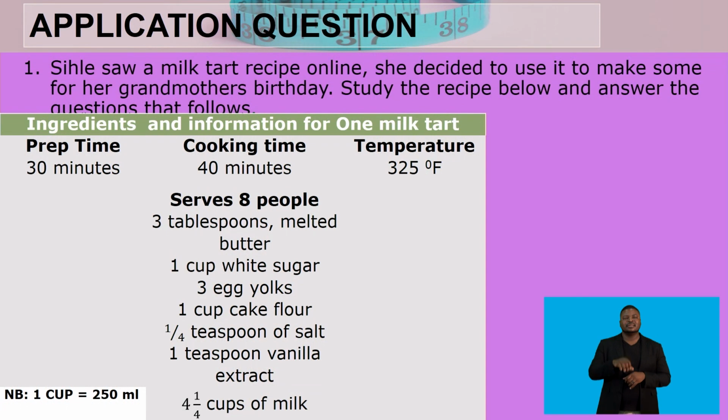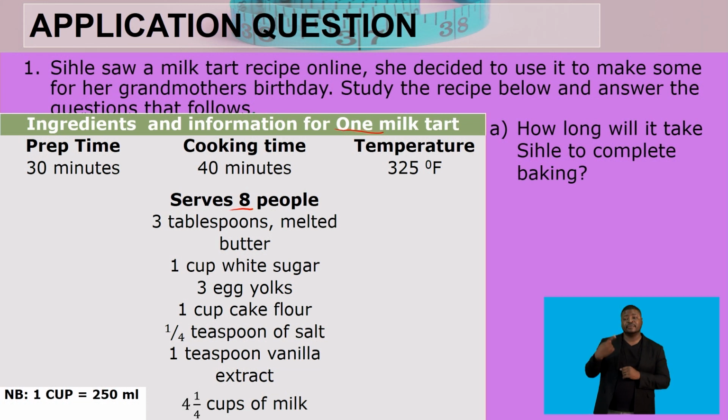Let's continue with our application questions. Sihle saw a milk tart recipe online. She decided to use it to make some for her grandmother's birthday. Today, study the recipe below and answer the questions that follow. We're given a recipe there. We're given the cooking time, the preparation time, and the temperature at which it should be baked. And then we are also given that this is for one milk tart and it serves 8 people.